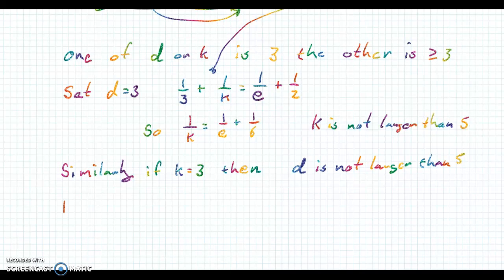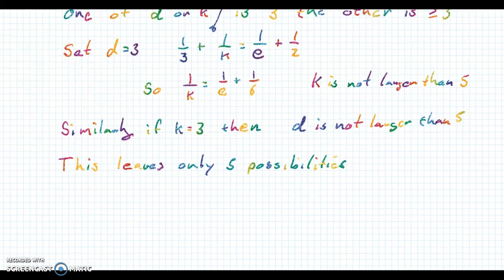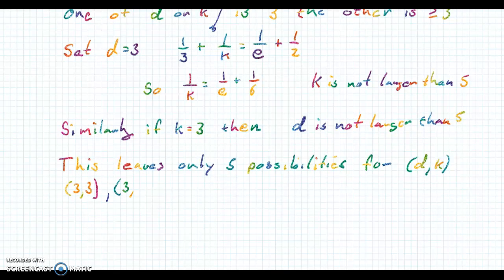So this leaves only 5 possibilities for d and k, since d and k both have to be integers, and we've limited their possible values. And let me write it like ordered pairs. So this leaves only 5 possibilities for d, k, and they are, well, there's 3, 3, so both d and k could be 3. There's 3, 4. There's 3, 5. There's 4, 3. And 5, 3.